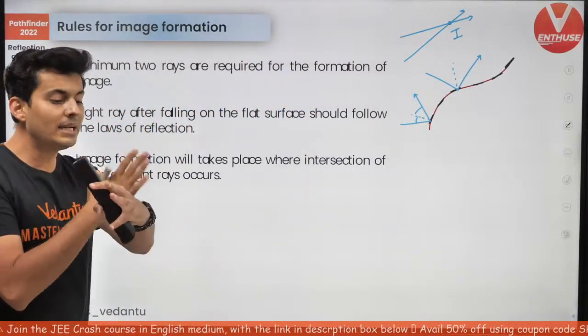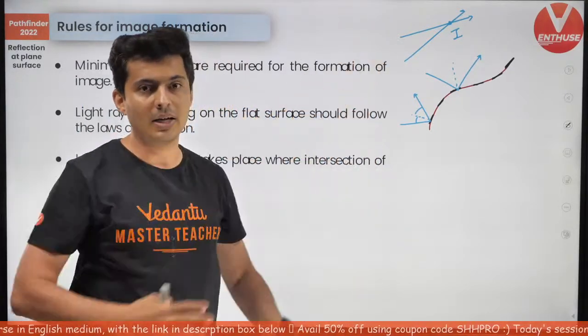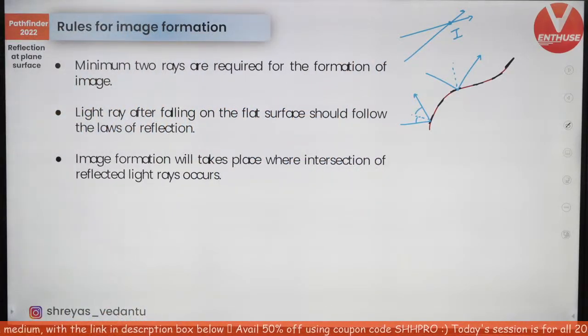So there should be some intersection of the rays even when you pull it behind or pull it forward. Only then you can say that the image is formed.